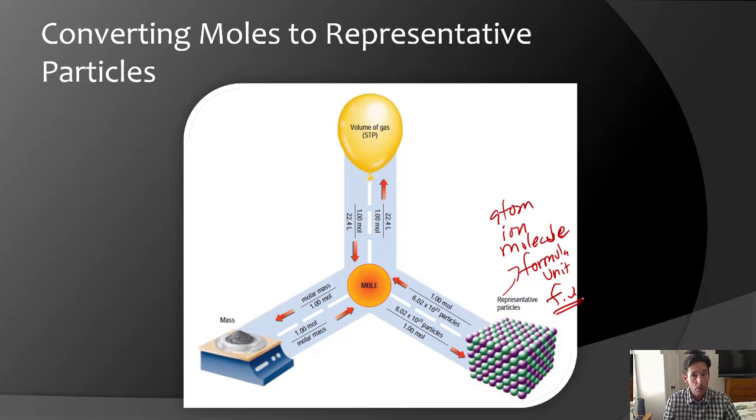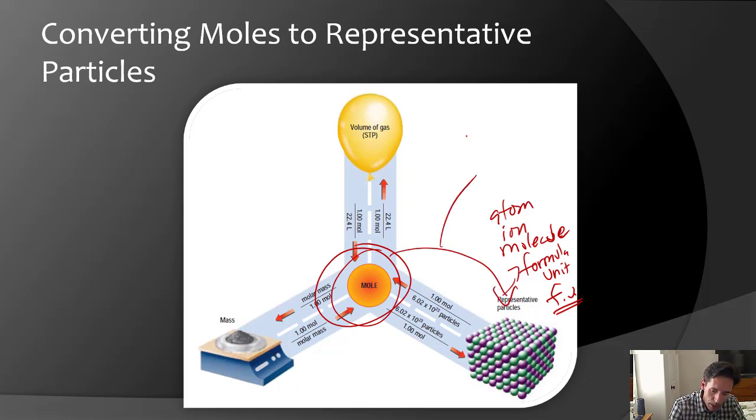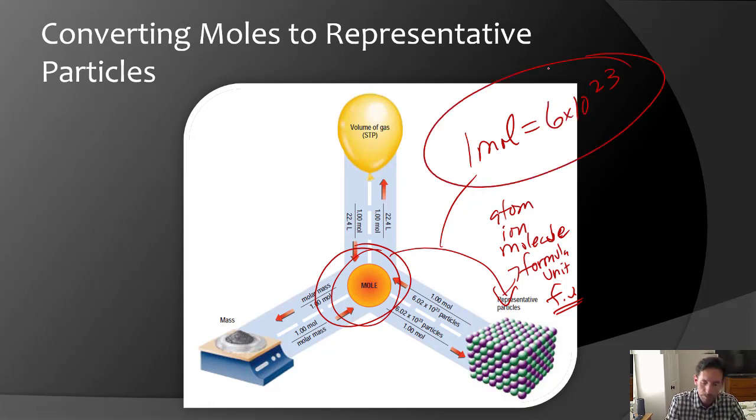FU, so I don't have to write formula unit. No, there's no abbreviation for molecule, atom, or ion, okay? So these are the smallest parts. That's the smallest component, okay? And so if we're going from mole to representative particle, that means I need to remember that 1 mole of anything is equal to 6 times 10 to the 23rd.